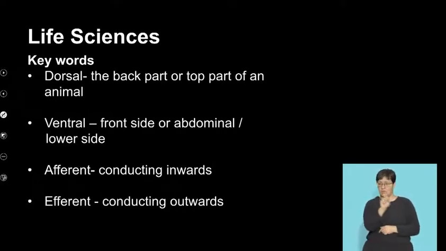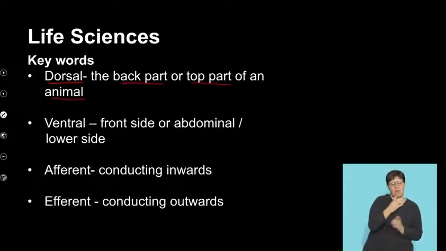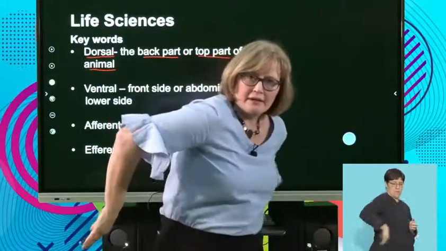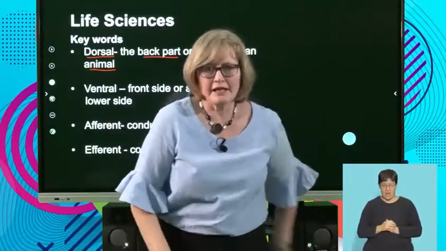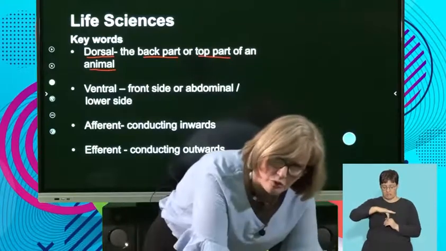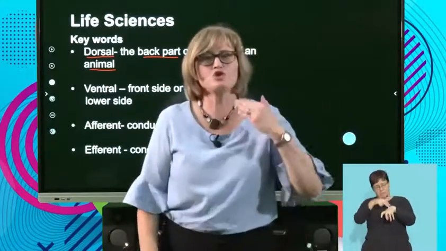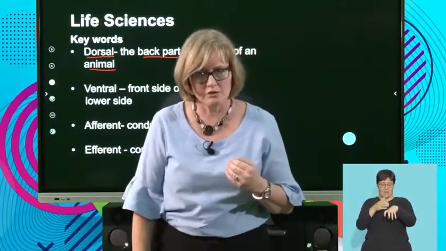The first one is dorsal. Dorsal means the back part or the top part of an animal. What do we mean by that? We mean this is your back, right, here at the back. And if animals are on fours, so this will be their top part, isn't it? So that will be the dorsal part, all right?